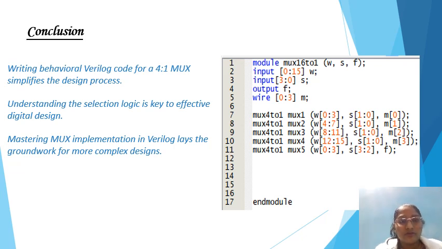The conclusion for the 4:1 multiplexer Verilog code: writing behavioral Verilog code for a 4:1 MUX simplifies the design process and helps to understand the structure of electronic devices. Understanding the selection logic is key to efficient digital design. Mastering MUX implementation in Verilog lays the groundwork for more complex designs.